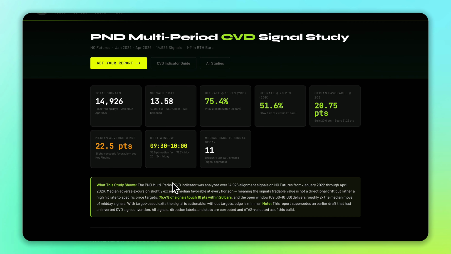When you look at the first 30 minutes of the open, this is the best window where you get a 36.5 point move in your favor on average, with an over 70% hit rate at 20 bars. And so that's actually really, really good.